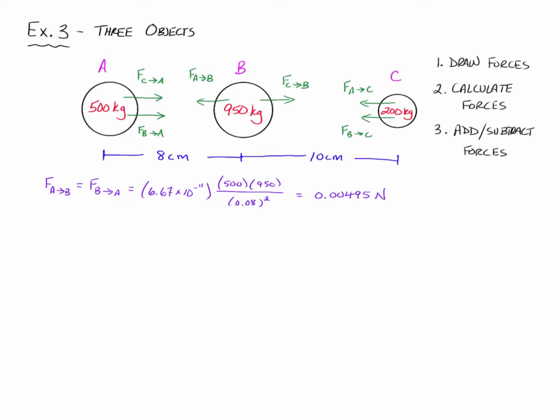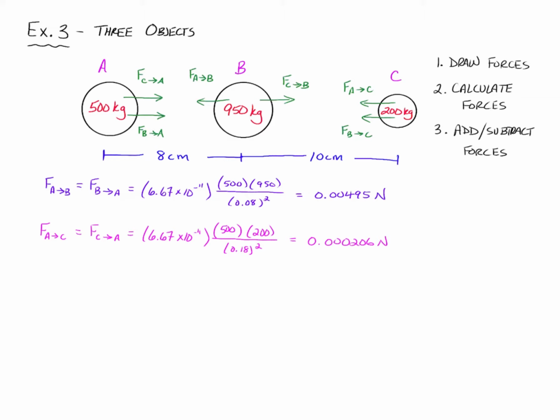That's not really enough to solve the problem, though. I need to find the force between A and C as well, and eventually B and C. So I do need to calculate A and B, B and C, and A and C. So I'll continue forward with that. The next thing I will look at is the force between A and C, or C on A, however you want to say that. Gravitational constant again, the mass of A, the mass of C, which is now 200. So if you look above, instead of 950, I'm now using 200.